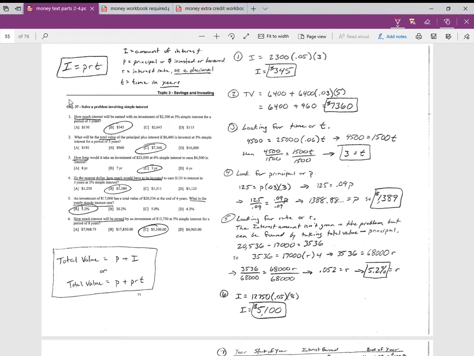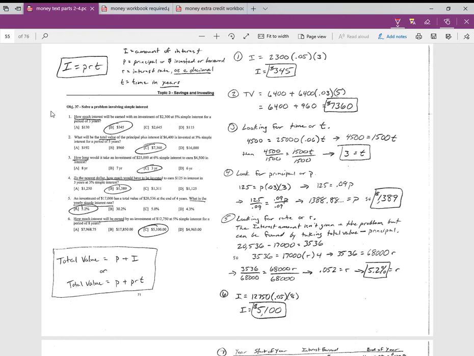Okay, so this is a video for Objective 37. Objective 37 has to do with solving a problem involving simple interest. Again, this is in your money textbook, so if you don't have that, hit pause, go grab that. We're on page 71 in the money textbook.